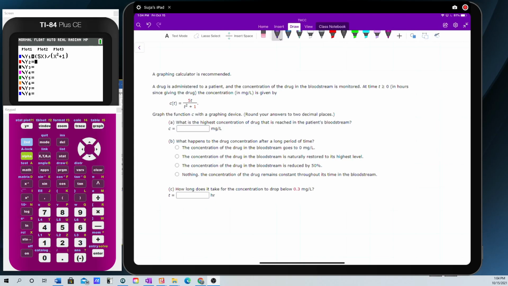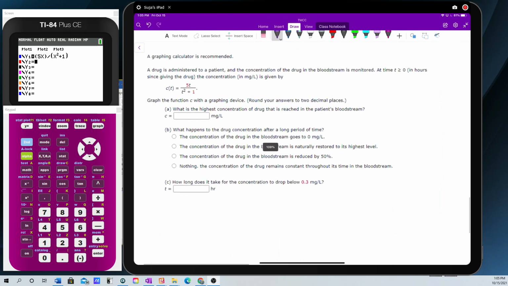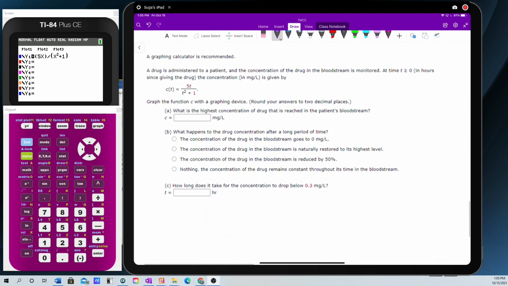Here in this problem, we are finding the highest concentration of the drug that is reached in a patient's bloodstream. So let me read the problem. And we need a graphing calculator for this.